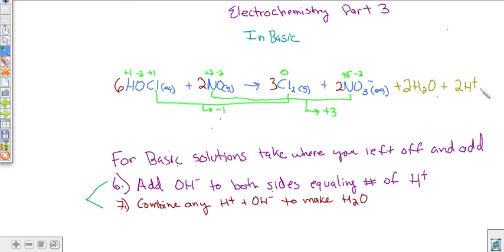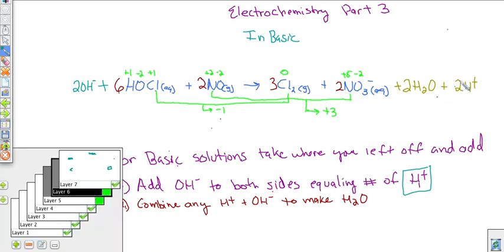So here we have plus OH negative, and there's going to have to be 2 of them, because we're going to equal the number of hydrogen ions. We have 2 on this side. It says add to both sides, so we're going to do that. So 2 OH negative. Now the last step is to combine any hydrogen and hydroxide to make water. Notice we have 2 hydrogens and 2 hydroxides, and that always works out on one side or the other. So we're going to get rid of that.